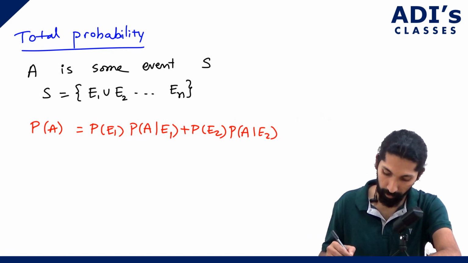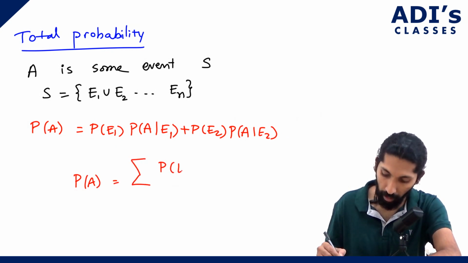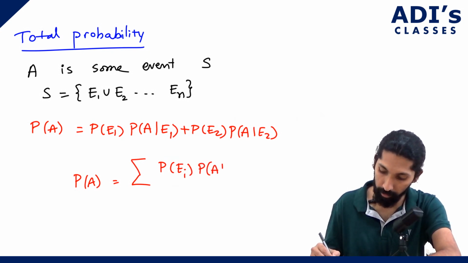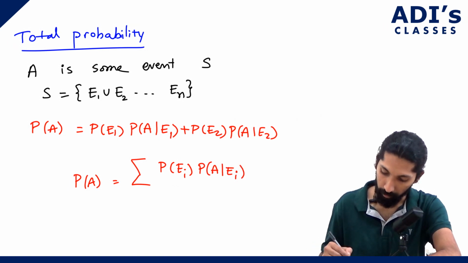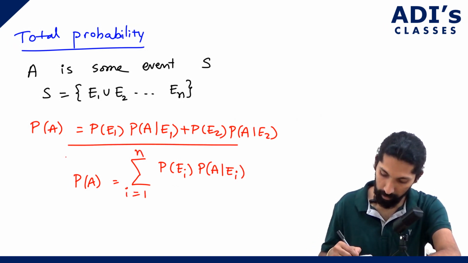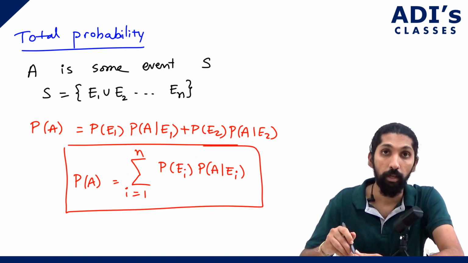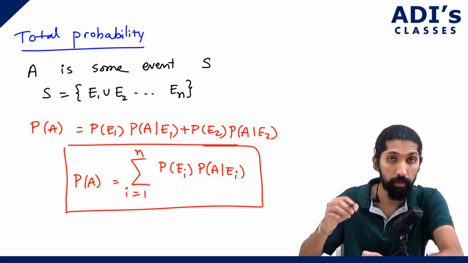Or in general, we can write P of A is equal to sigma P of Ei into P of A given Ei, where i is equal to 1 to n. So this is basically what is total probability. Fair enough? So now let's try to prove that this is the case.